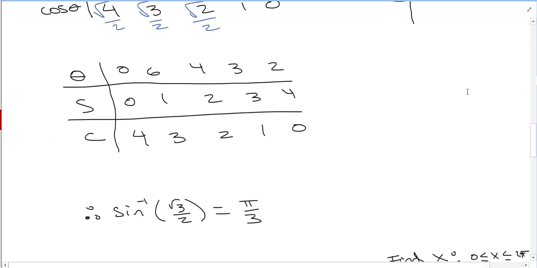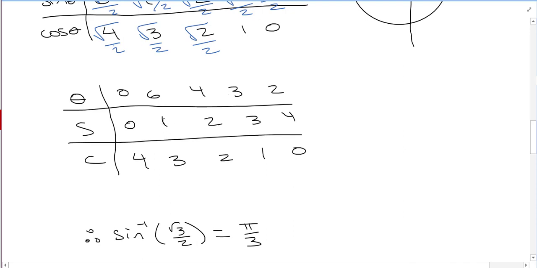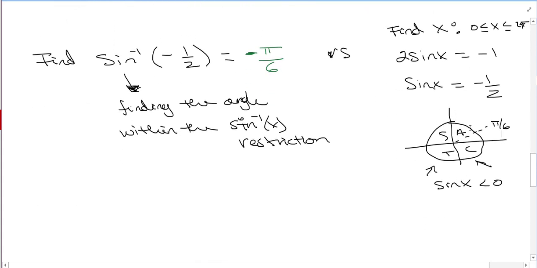So pi over 6 is my reference angle. What do I mean by that? 1/2 is the sine value for pi over 6. And so as I move along the circle, all the pi over 6's are going to have a 1/2. It's just positive or negative. So here, 5 pi over 6 gives sine of 1/2 as well. And then in quadrant 3, it will be 7 pi over 6, and that will give me a negative 1/2. So x will be 7 pi over 6, or the one in quadrant 4, 11 pi over 6.